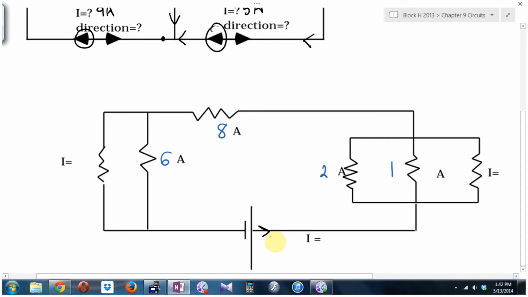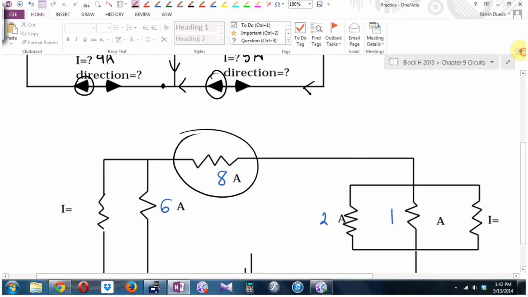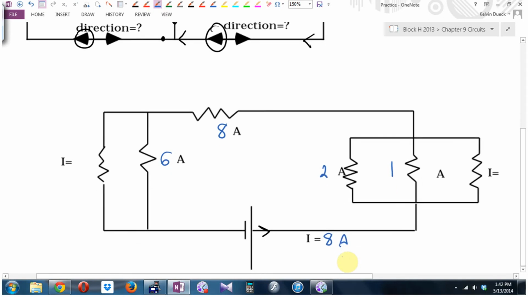Did they tell me the total current anywhere in this circuit? Where? The 8 up there. It wasn't immediately obvious, but that 8 up there does have the total current, because even though our circuit splits the current up, they all join back together right there. So that means right here is 8 amps. 2 amps went that way, 1 amp went that way. How many amps are in the right-hand circuit, the right-hand resistor?